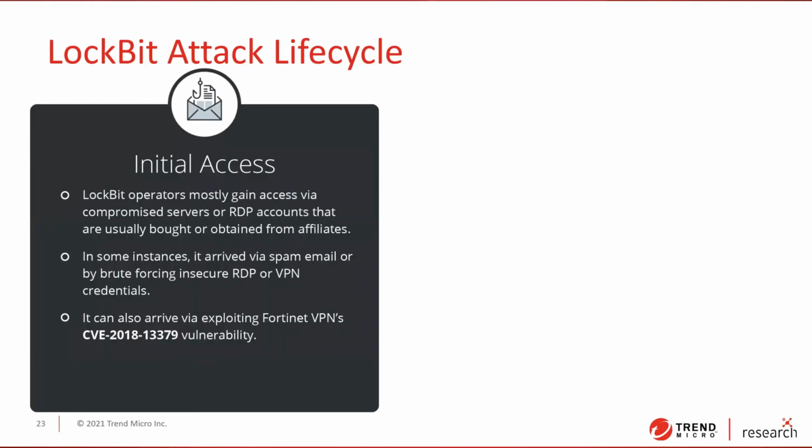Let's look at their attack life cycle now. So, right, this organization mostly gains access via compromised servers or RDP accounts that usually are bought in the underground. So a lot of these affiliates will shop for compromised, stolen RDP accounts from businesses out there, and they will buy those, and then they'll use those to get access to the victims. In some instances, they use spam email or brute force the insecure RDP or VPN credentials. So they're going to do a lot of brute forcing against your accounts.